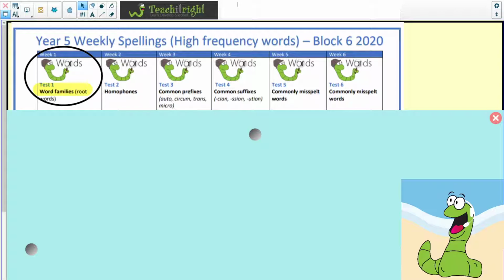So here we go. Number 1, we'd like you to write the word assist. Assist. So it's very important we know the meaning. So of course assist means to help. Write the word assist. Number 2, we'd like you to write the word assistant. Assistant. Number 3, assistance, to give assistance.